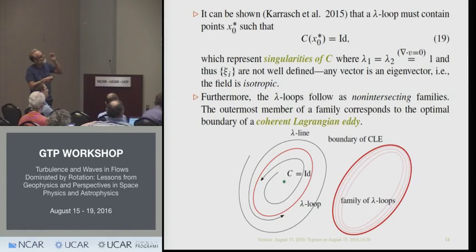Daniel Karrasch, a student of George Haller, proved that actually you have to have two such singularities. And this turned out to be pretty useful when we try to detect these things, where we seek limit cycles of the vector field. We can further show that these loops are non-intersecting families of loops because this line field is a rotated line field. So we have families of concentric lambda loops, and we take the outermost of this family as the boundary of what we call the coherent Lagrangian vortex.